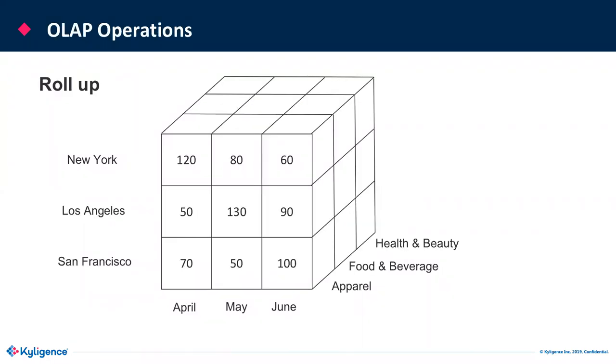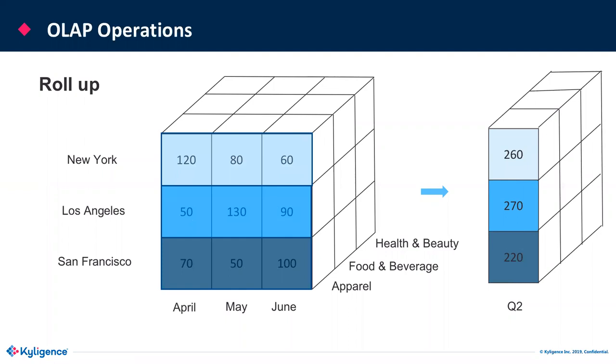Following are some typical operations with OLAP cube. Roll up is to reduce a dimension by performing aggregation on that dimension. In this example, we reduce the time dimension by adding the monthly sales item together.